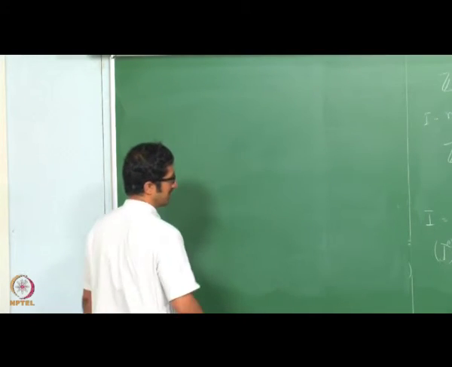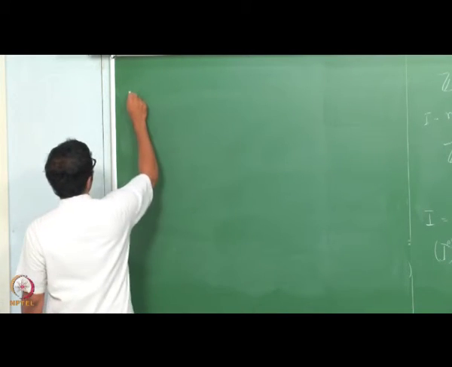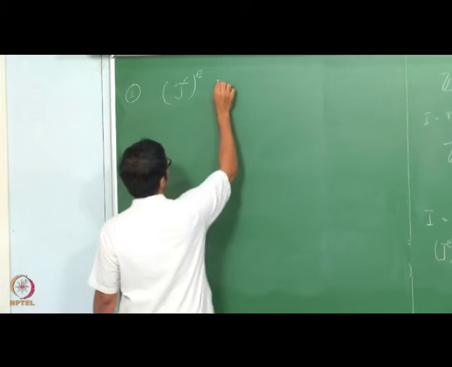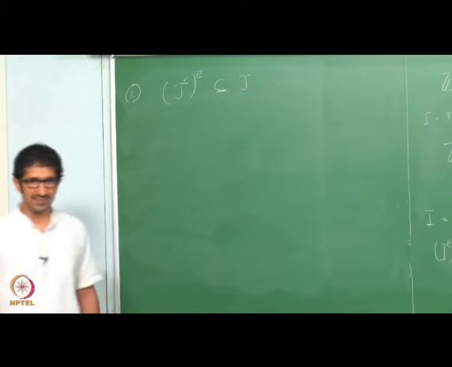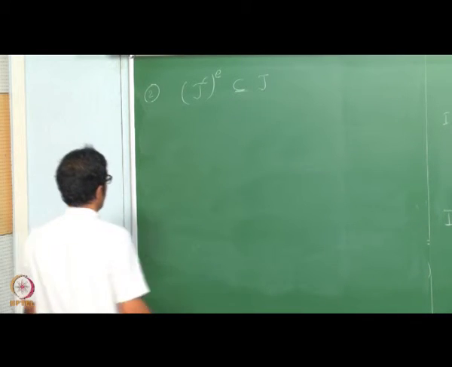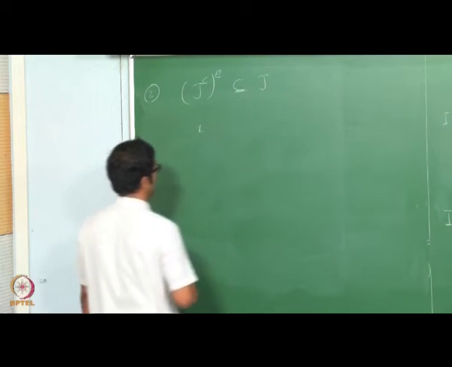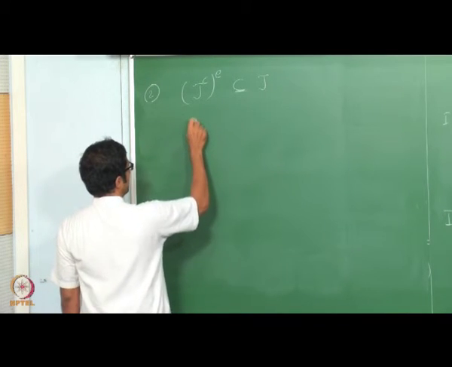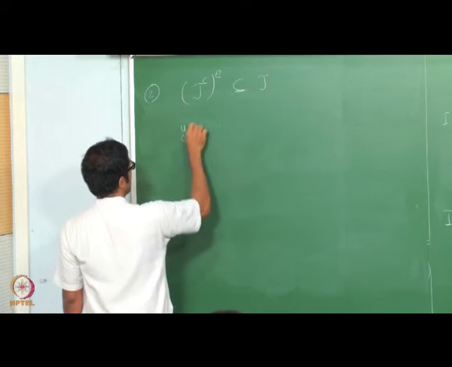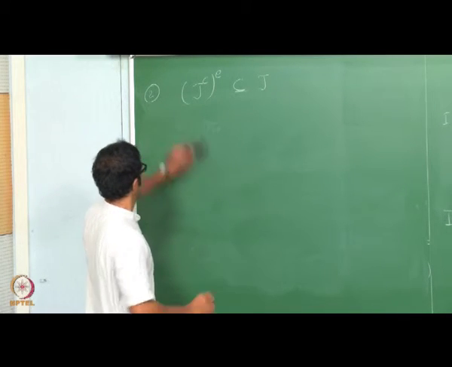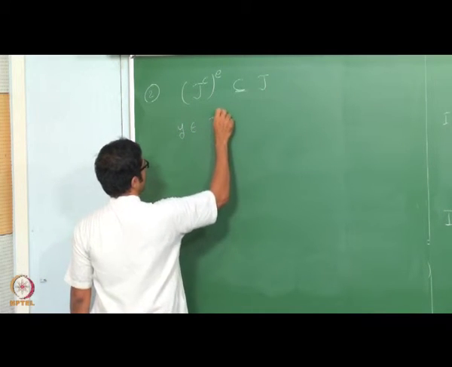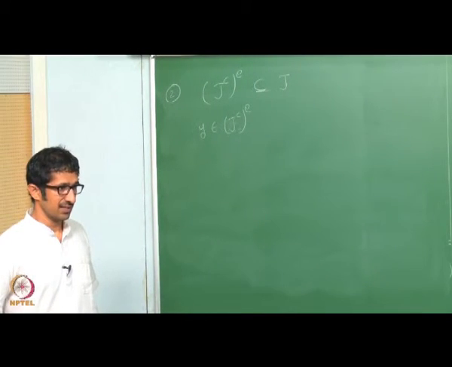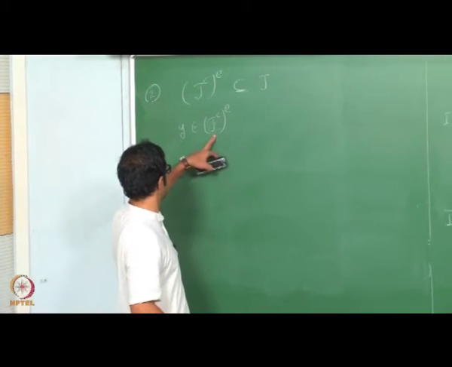Therefore, what is similar? J contraction extension is contained in J. If I start with an element x in J contraction extension, that means there exists some y. So, how do you show this? Y is in J contraction extension. Now, I want to say that y belongs to J.